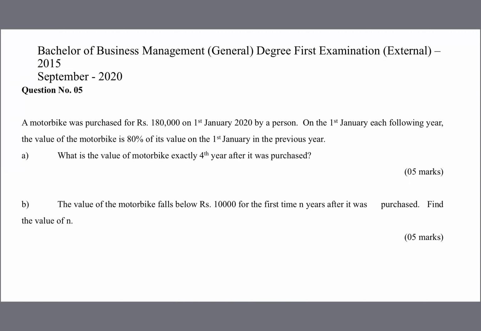So that means that term should be equal to 10,000, right? Exactly. We don't know whether it is exactly 10,000 or below 10,000, right? That means we have to find the approximation value also, right?